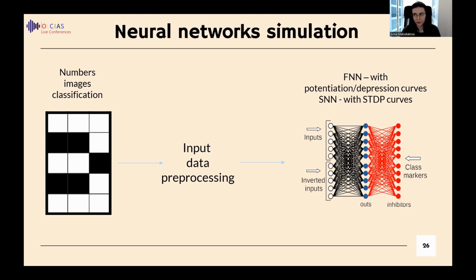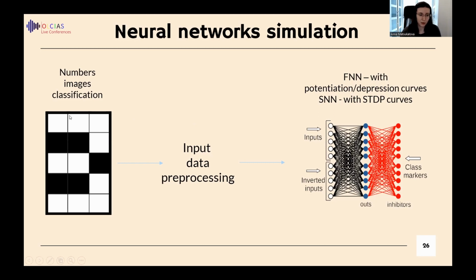So we loaded all these rules into the simulated neural network. In our simulated neural networks, the weights didn't change randomly, or as we wanted according to the backpropagation algorithm, but in accordance with the experimental results. So we created two similar networks, one formal neural network with potentiation depression curves, and one spiking neural network where the weights were changed according to STDP rules. The structure of the neural networks was identical.